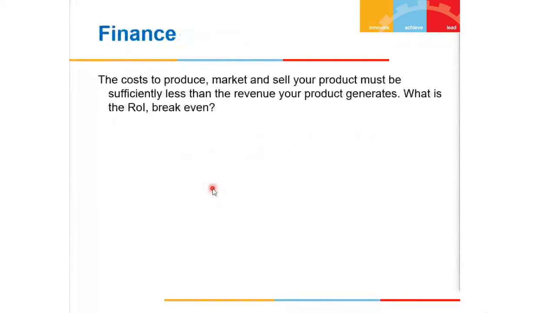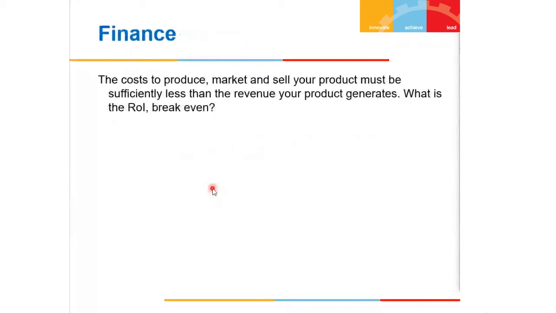Okay. Then comes the finance risk. The cost to produce, market, and sell your product must be sufficiently less than the revenue your product generates. What is the return on investment? How long is the break-even period? Is it going to take 5 years? Is it going to take 2 years? Is it going to take 10 years? We don't know. So those calculations have to be done.